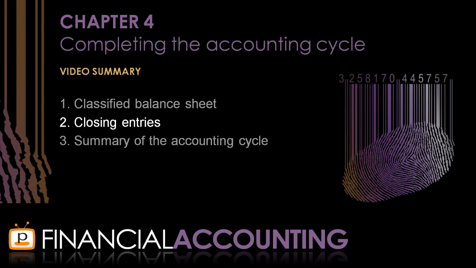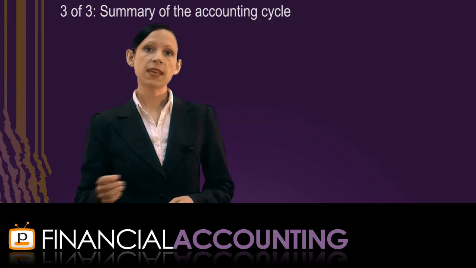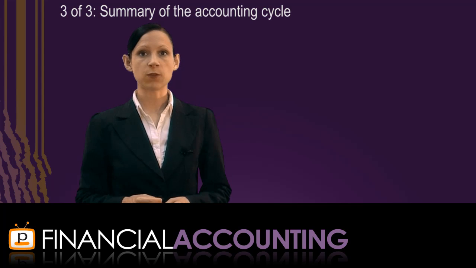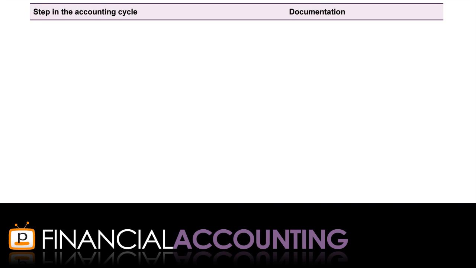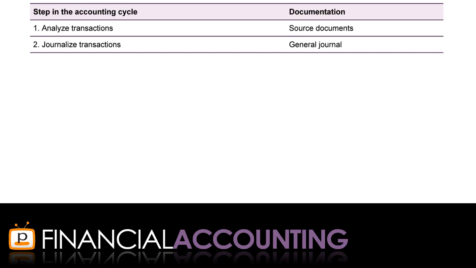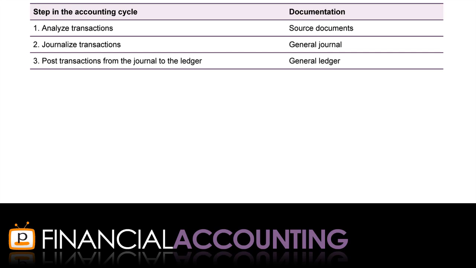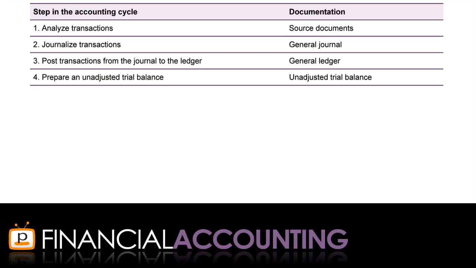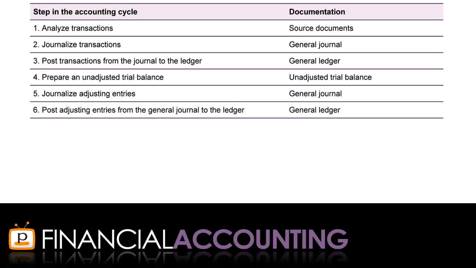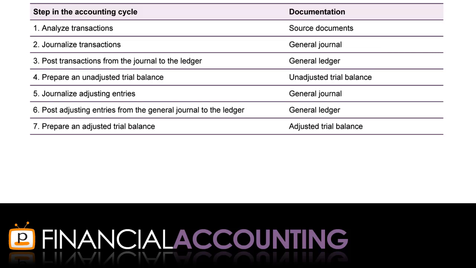Now that we know how to prepare closing entries, we can summarise all of the steps in the accounting cycle. The accounting cycle is the steps and procedures accountants follow each accounting period to record the accounting information of the business. Chapter 2 taught us how to analyse transactions from source documents, journalise transactions in the general journal, post transactions from the general journal to the general ledger, and prepare an unadjusted trial balance. In Chapter 3, we learned how to journalise adjusting entries in the general journal, post adjusting entries from the general journal to the ledger, and prepare an adjusted trial balance.